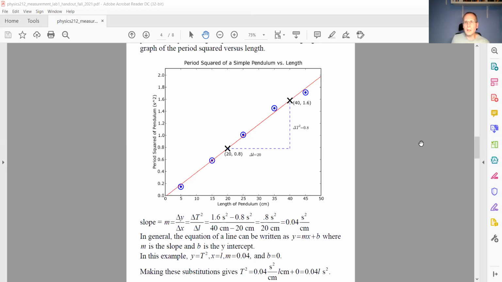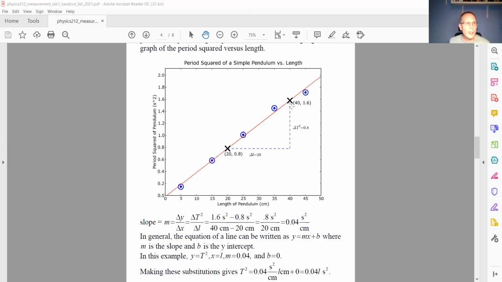Okay, so one of the things that you're going to be doing is a graph of the period squared versus length. Once you find those period values, you're going to square them, and that's going to be on the y-axis, your dependent variable, and the length of the pendulum will be on the x-axis, the horizontal axis. What you're going to find when you plot period squared versus length is that you get this nice linear fit to the data, so you have a line of best fit through the data.